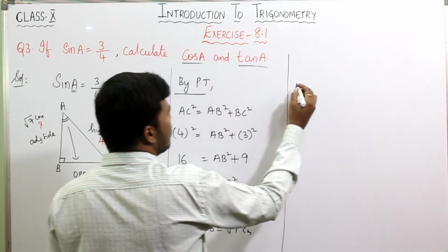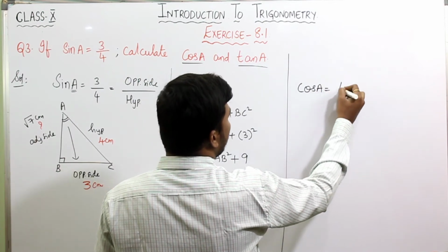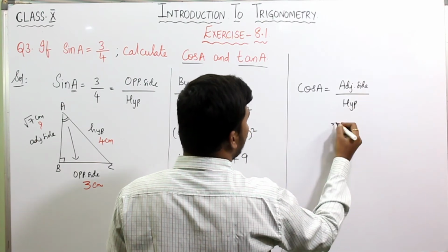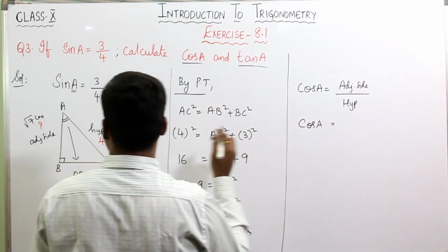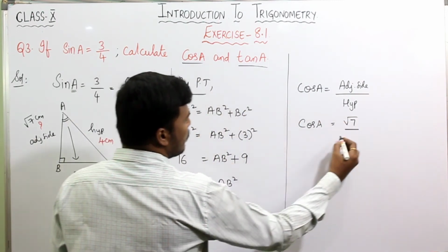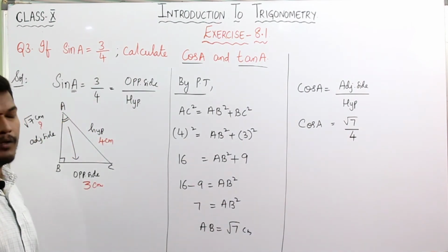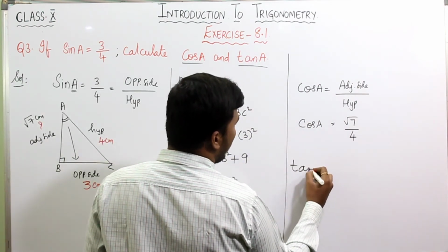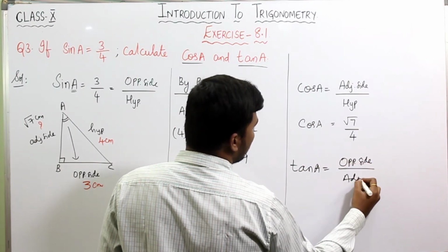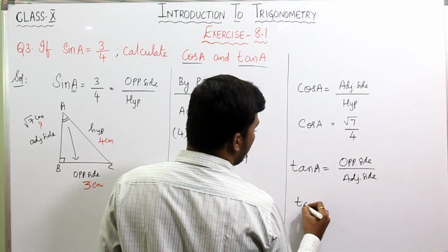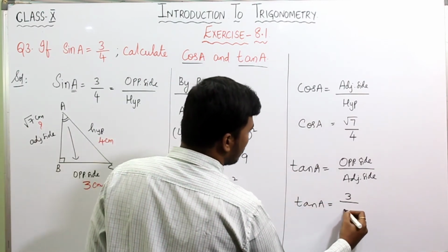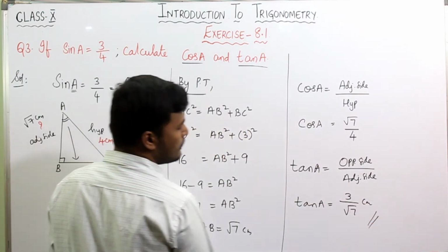Now what do we have to find out? We have to find the value of cos A. What does cos A stand for? Adjacent side by hypotenuse. What is the adjacent side here? Adjacent side is root 7, and the hypotenuse is 4. So this is the cos A value. Now tan A. Tan A is opposite side by adjacent side, which is 3 by root 7.